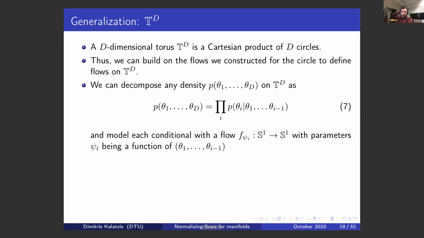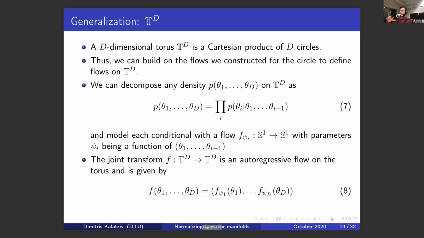Any density on the torus can be decomposed in an autoregressive manner as is shown. And we can model each conditional density with a flow model where we make the parameters psi functions of all previous dimensions. Finally, the joint transformation is a valid autoregressive flow on the torus.